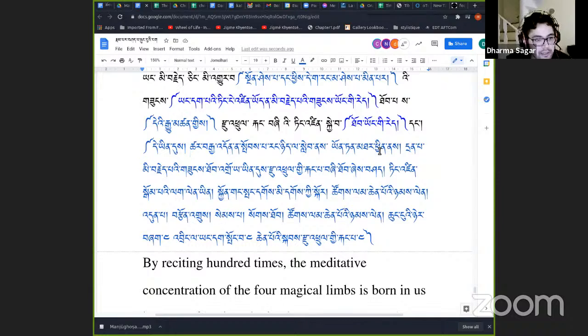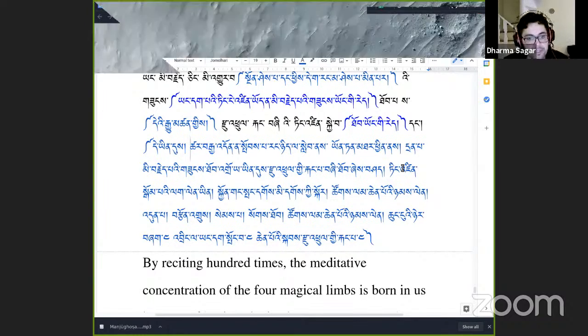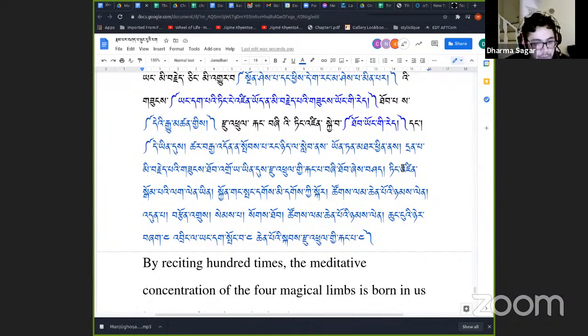And then he said that the author of the commentary is explaining that since we'll have this unfading memory that is gained, then the four magical limbs are going to be born in us. And he was saying that the four magical limbs are about the practice of meditation and the practice of developing meditative concentration, or developing samadhi.